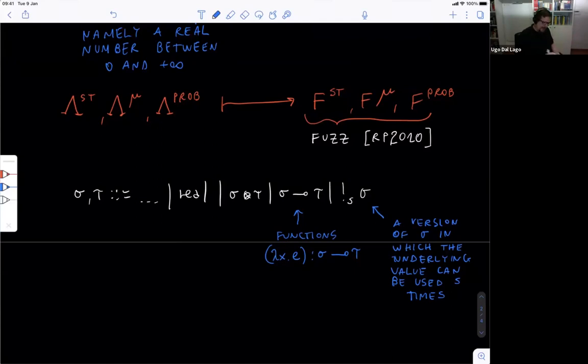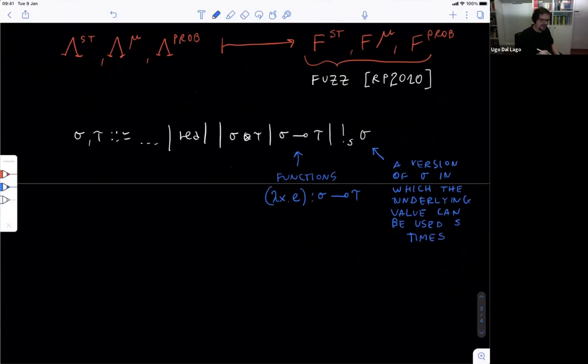And how about the tensor? Well, the tensor is like a pair, but the two components of the pair cannot share any variable. Okay? So this is like the type of pairs in which the two components are independent.